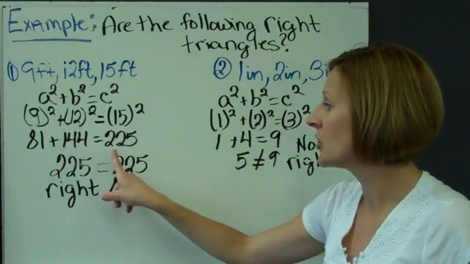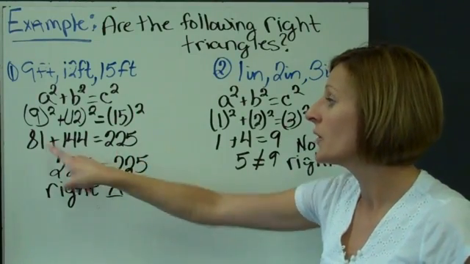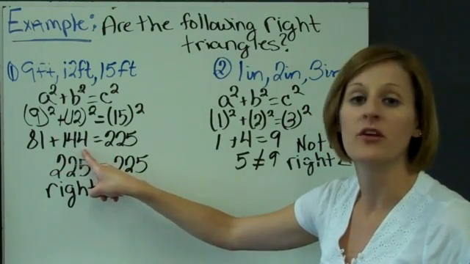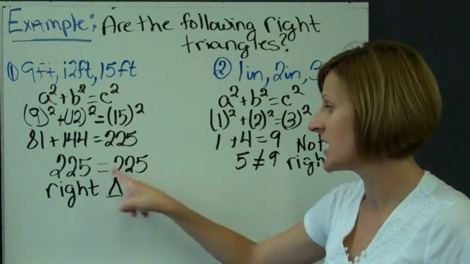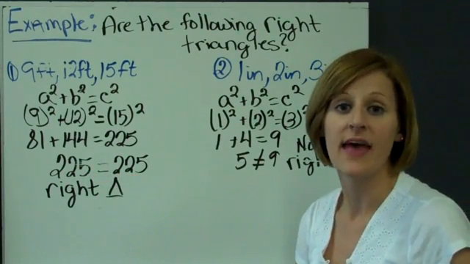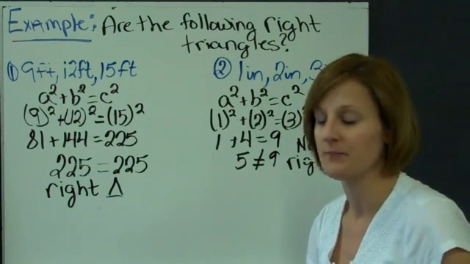81 plus 144 equals 225. When I add 81 and 144, I do get 225. Notice these two sides equal each other? Then that means it's a right triangle.